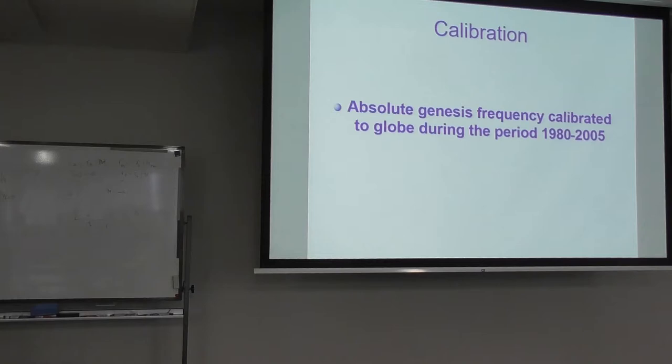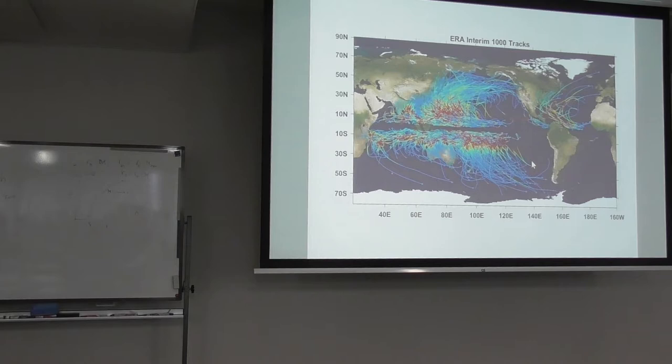We have to do a calibration. It's basically a one-time calibration of the rate at which you throw down these seeds. And it's calibrated to give you the correct global frequency over a particular period of time. It's a choice you have to make. So here is an example of 1,000 tracks downscaled from an ERA-Interim reanalysis. And maybe a bit too few storms in the Atlantic compared to the Pacific. You can look at this.